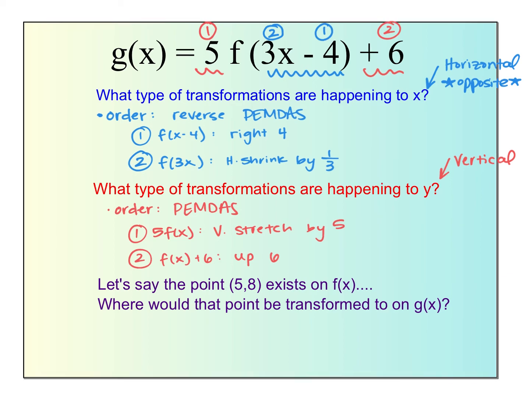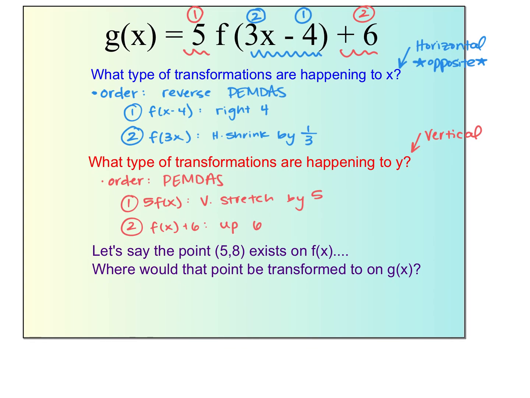Now, when I think about what's happening to a point, these horizontal transformations are all going to affect x. And I know that it's going to be opposite of what I expect. So even though I see a -4 in the inside, this function is going to move to the right 4, which means x is going to increase by 4 units. Secondly, it's going to shrink by a factor of 1/3. So after that, I'm going to have to multiply it by 1/3.